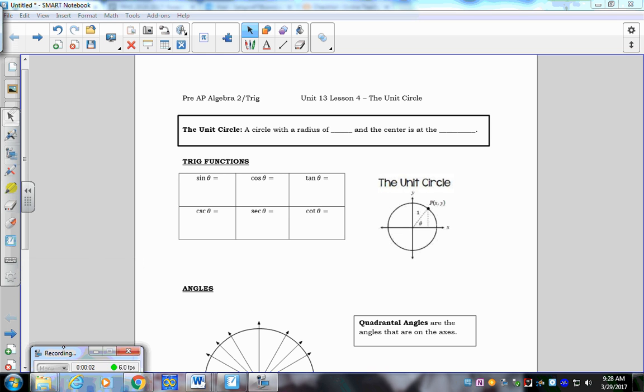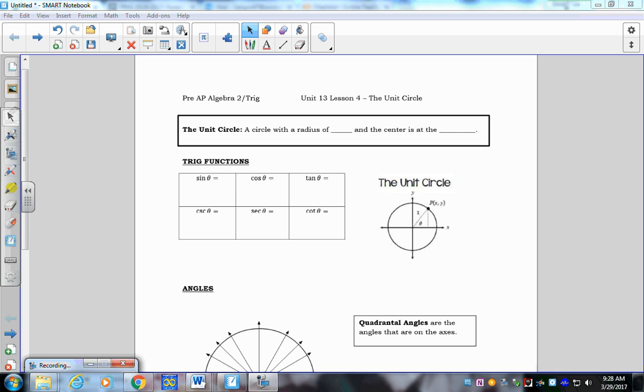This is Unit 13, Lesson 4, the unit circle. All right, so some of you have learned, or went over, the unit circle last year at the end of your pre-AP Geo class. If you came from geometry, not pre-AP, you most likely haven't. So that's okay, though. All right, so what is a unit circle?